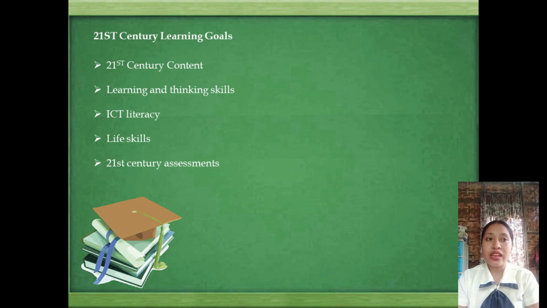So the third one is the ICT literacy. So it means using technology in the context of learning so students know how to learn. The fourth one is life skills. So this one includes leadership, ethics, personal responsibility, self-direction, and others. But the last one is the 21st century assessment. So it means authentic assessment that measures the areas of learning.